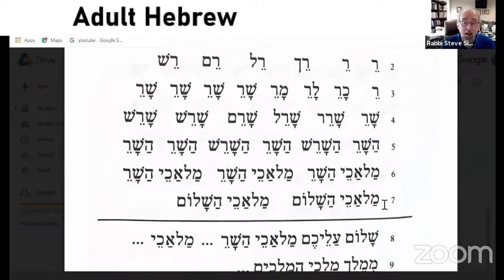Mal, che, ha, shalom, which literally means angels of the peace. In English, we'd say the angels of peace. In Hebrew, it's a little bit different, but you get the idea. If you have a ha in front of a word, it usually means the. Obviously, if the word after the ha is a noun. So ha means the. Ha shalom is the peace.